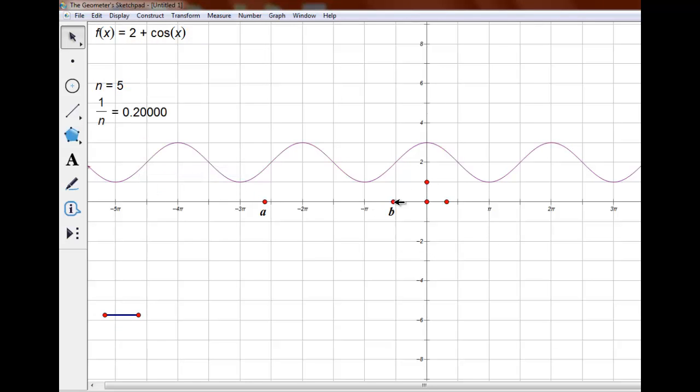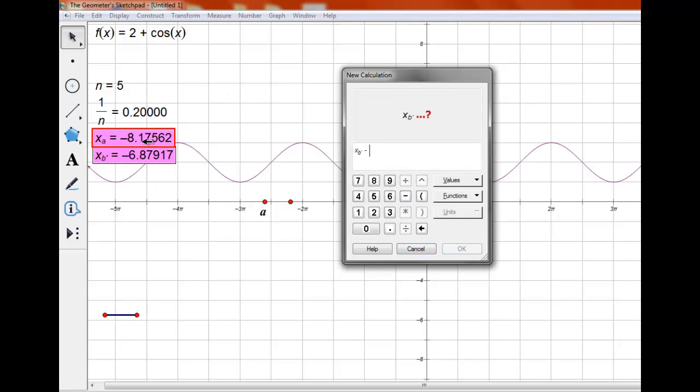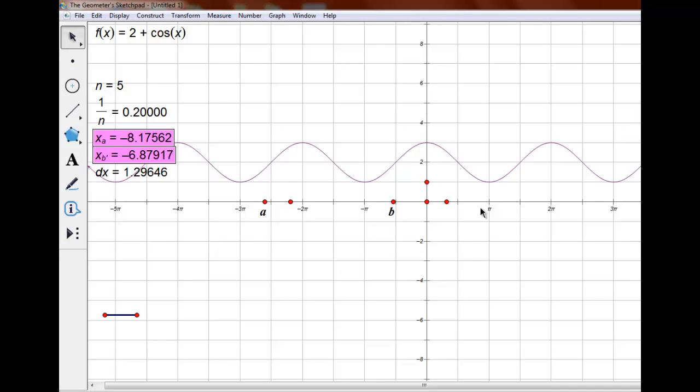Calculate 1 over n. I dilate b by a ratio of 1 over n. That gives me my subinterval size. If I then measure the x coordinates and subtract them, I get the value of delta x, which I'm calling dx here.